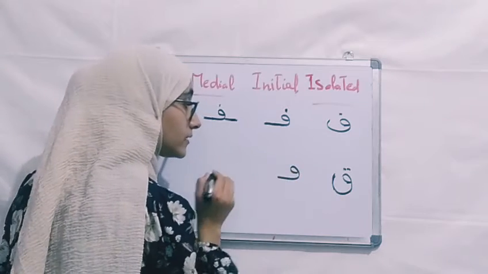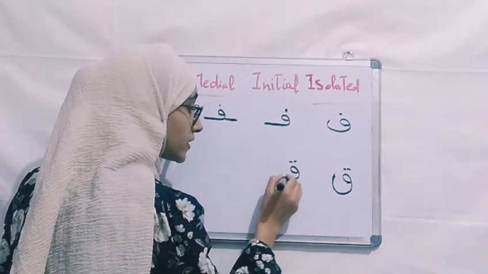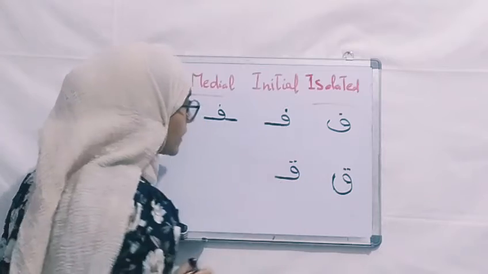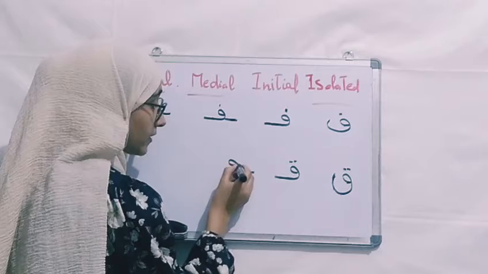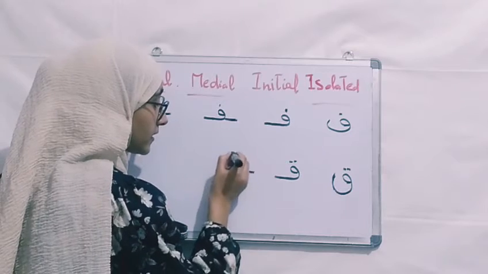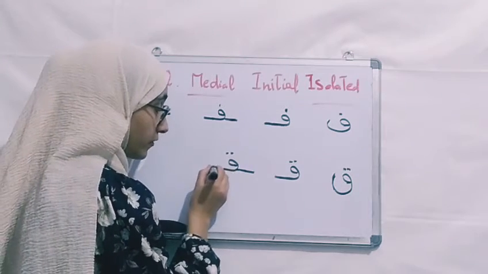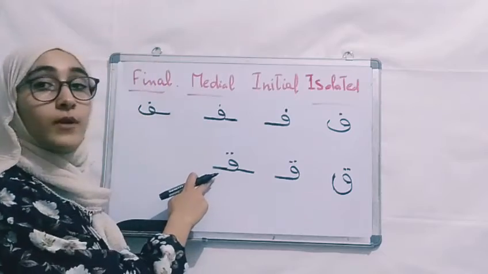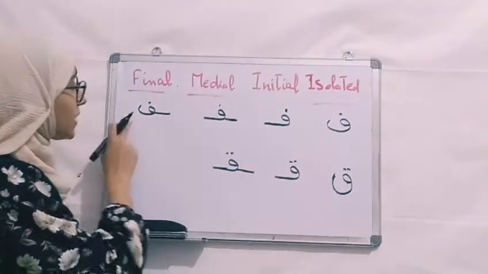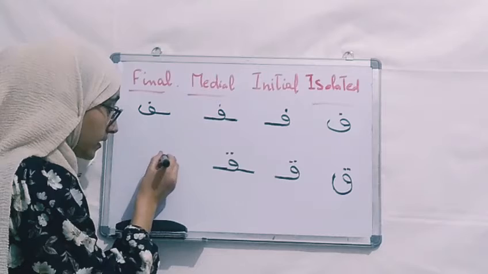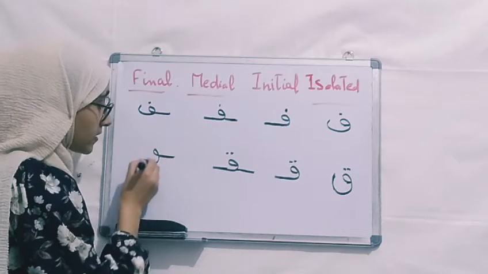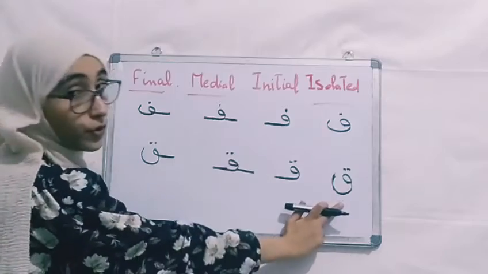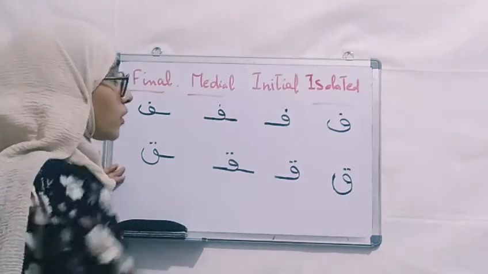And same here in qaf. You write qa, instead of curve it, you keep this straight. And also in the middle form, you keep the connecting line, then you write qa, you have to put two dots on top of it, then you keep this straight. And in the final form, same here, same fa, you keep the connecting line and you write qa as isolated form. So let's give an example.